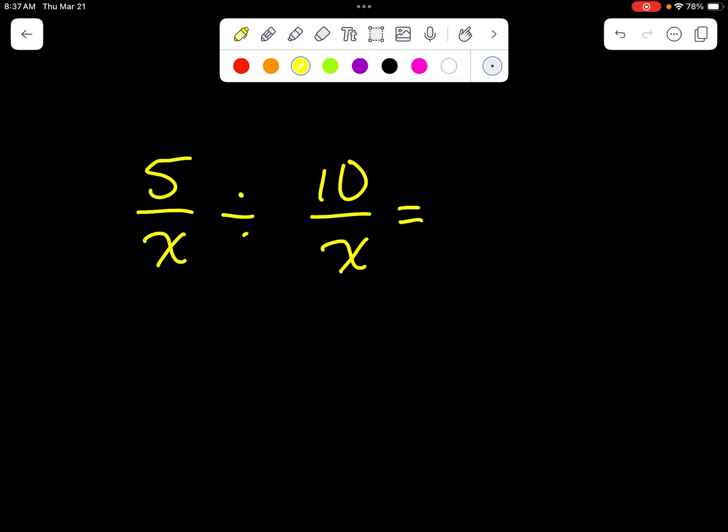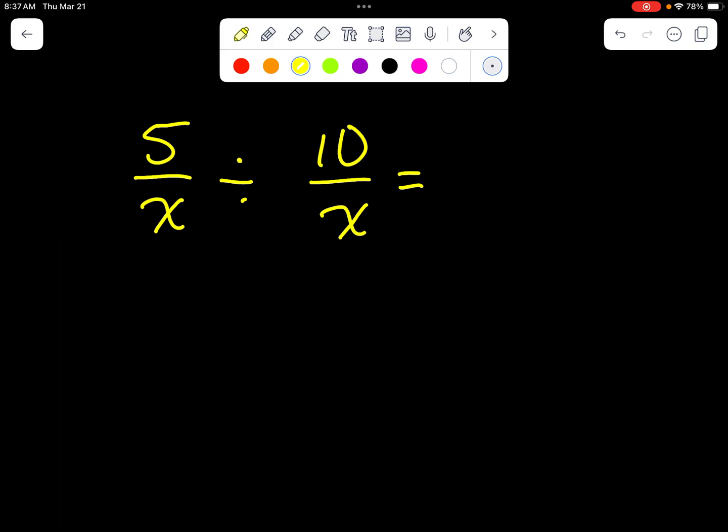I'm going to show you guys how to divide rationals, or in this case, a fraction divided by another fraction. The first thing we're going to do is apply something called the keep it, change it, flip it method. Let me show you what that looks like here. We're going to keep the first fraction the way it is. We are going to change the division sign to multiplication, and then we flip the last fraction upside down.